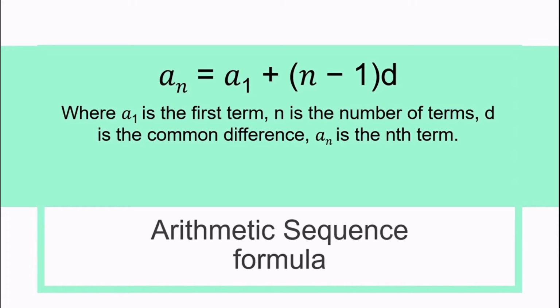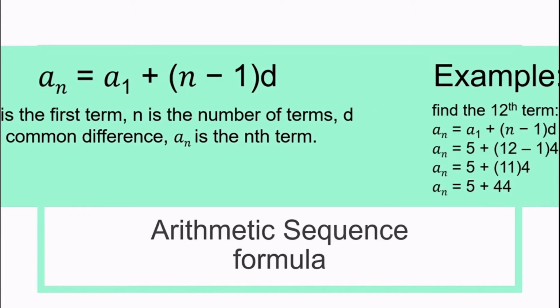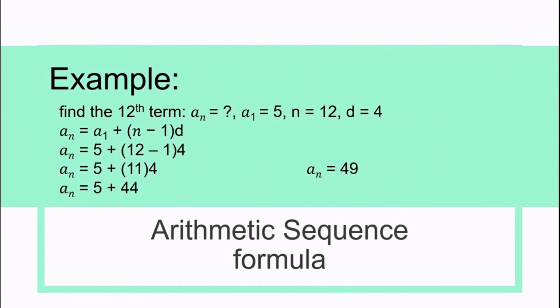Here is another example where we are tasked to find the 12th term. The given are the first term, which is 5, the term position, which is 12, and the common difference, which is 4. Now we will substitute each of the given into the formula, and we will get the answer 49.